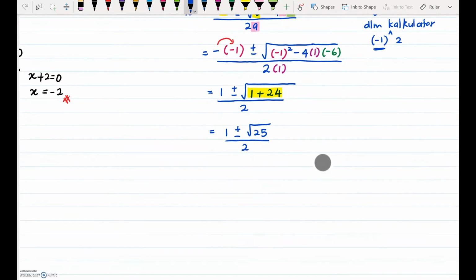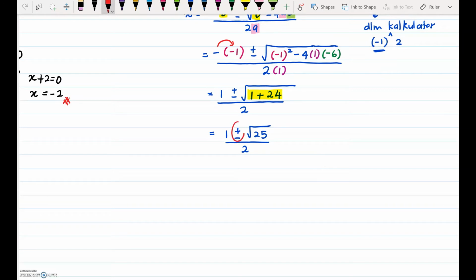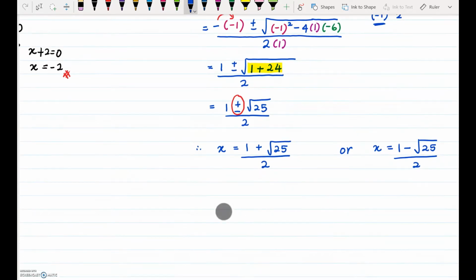Okay, so seterusnya, apa maksud tambah tolak kat sini ni? Tambah tolak kat sini ni maknanya dia ada dua jawapan. Yang pertama, x sama dengan 1 tambah square root 25 divided by 2, or satu lagi awak dapat x equals 1 minus square root 25 divided by 2. Square root 25 ni kalau awak nak kira terus pun boleh je, tak ada masalah.